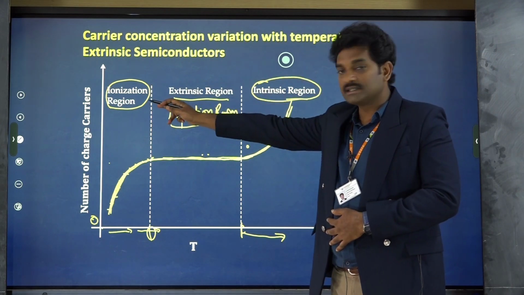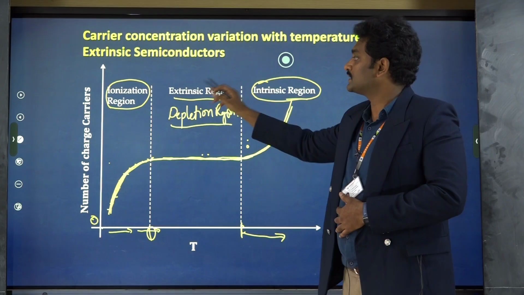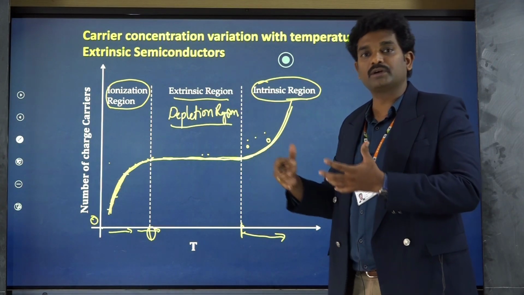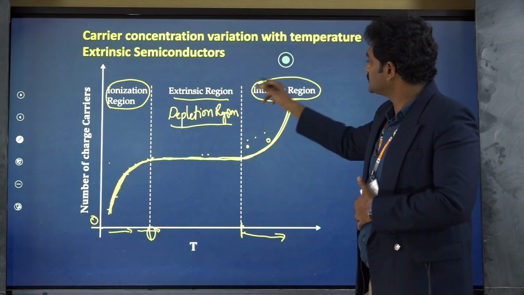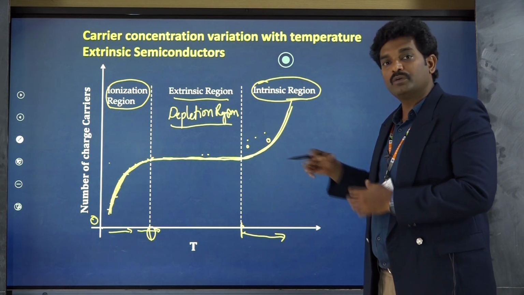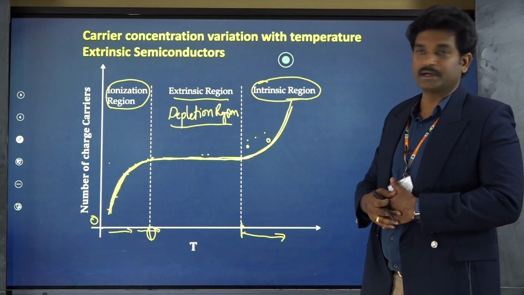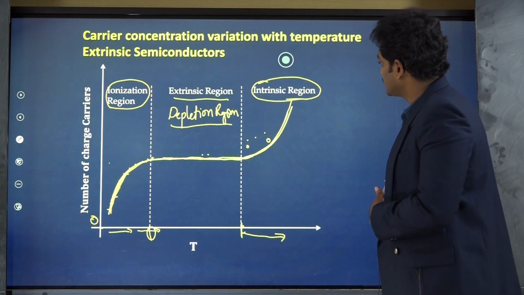So the first region is the ionization region because of ionization of phosphorus. The second region is the depletion region or extrinsic region because of depletion of the fifth electron from the phosphorus atom. And the third region is the intrinsic region. Intrinsic region is because here the electrons are coming out because of the breakage of bonds, like how it comes from the intrinsic semiconductors. That's why we call it the intrinsic region.